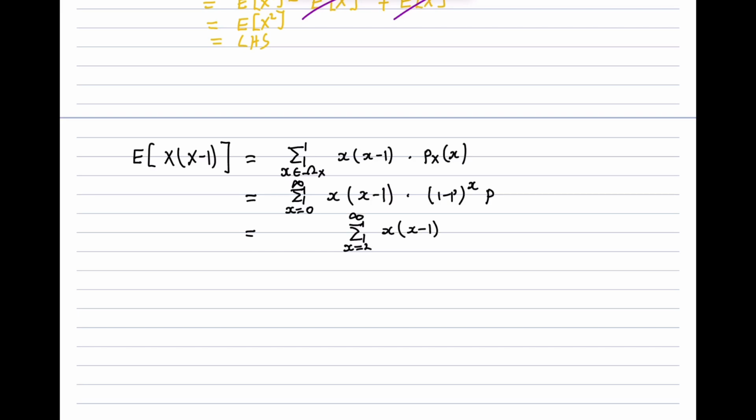minus 1. The next thing we're going to do is this p. I'm going to bring that out the front first because it doesn't depend on the index itself. So we can take that out the front. The other thing I'm going to take out, which might not make sense right now, but hopefully will in a second, is a factor of (1 minus p) squared, which means in the summation we're going to be left with (1 minus p) to the x minus 2.